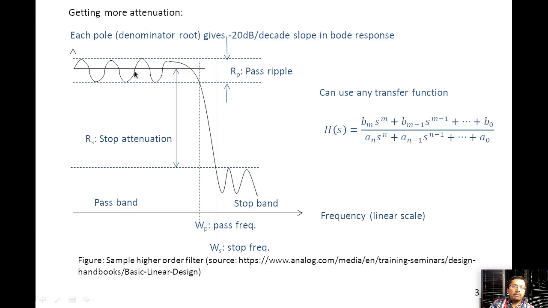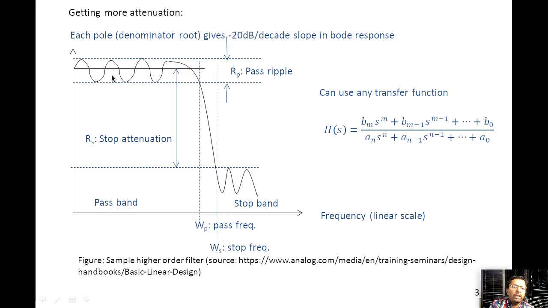Again, I repeat myself. You're going to have some ripples over here. This is going to be dictated by the poles and zeros of your transfer function. And you can actually control this, which is what we do. And there are standard ways to control this.